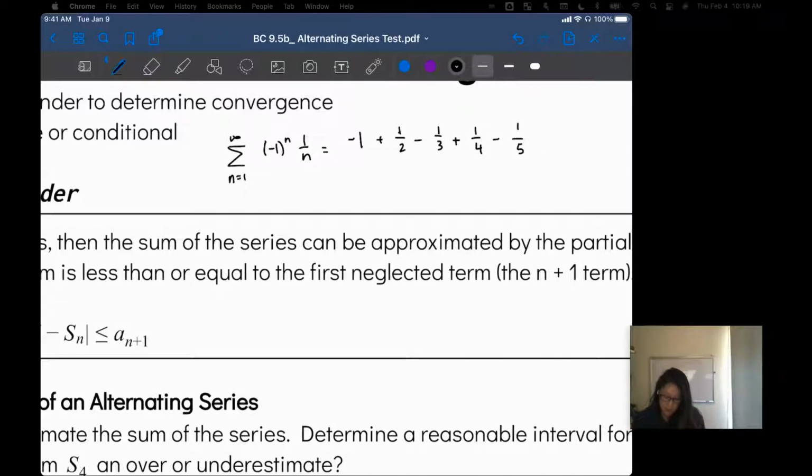Okay, so I'm going to add up these four terms. So calling this S sub 4 because it's a partial sum. So -1 plus 0.5 minus 1/3 plus 1/4 gives me -7/12.